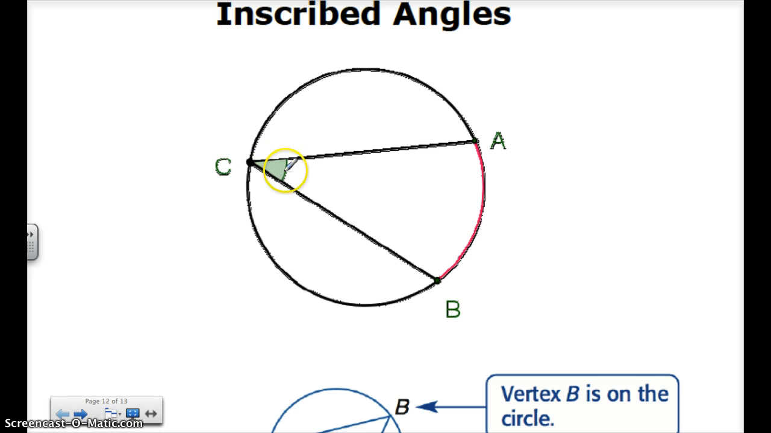So angle C is an inscribed angle because its vertex is on the circle. Also, its two sides are chords. And if we look, its two sides are chords AC and CB. So once again, an inscribed angle is just an angle whose vertex is on the circle.